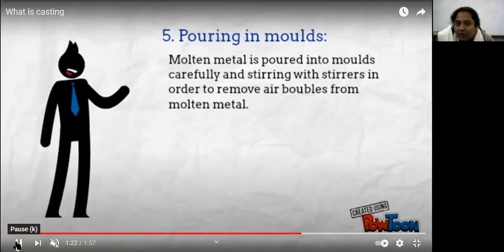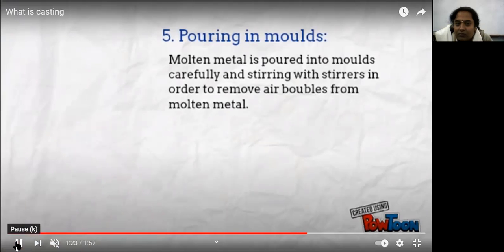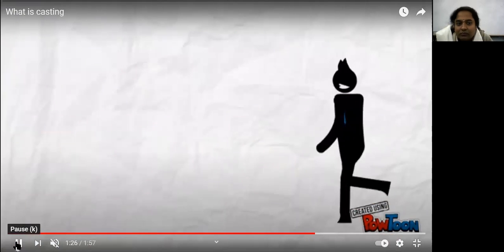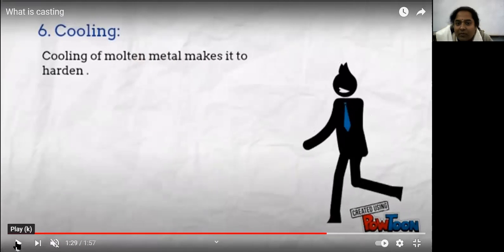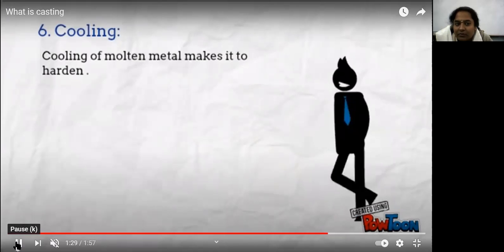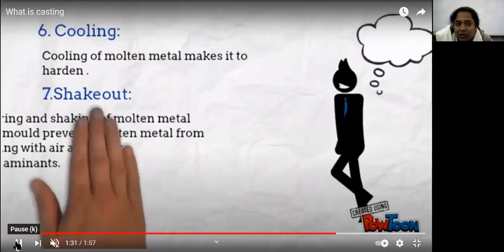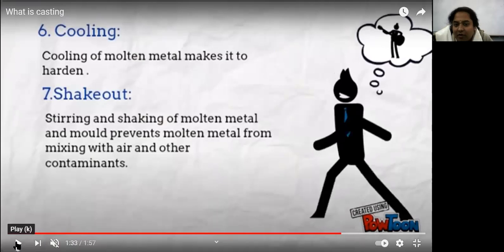Pouring in molds. Molten metal is poured into molds carefully and stirred with stirrers in order to remove air bubbles from the molten metal. Cooling. Cooling of molten metal makes it harden. Shakeout. Stirring and shaking of molten metal and mold prevents the molten metal from mixing with air and other contaminants.